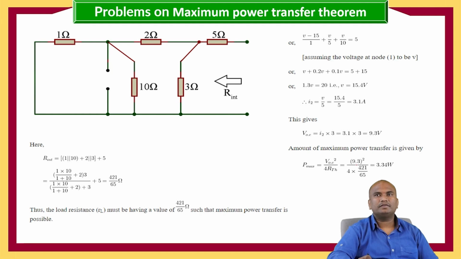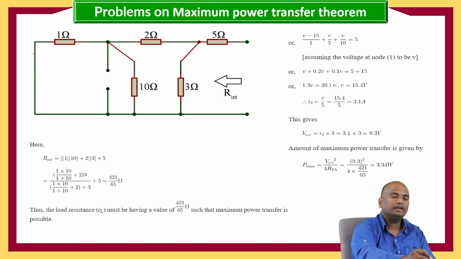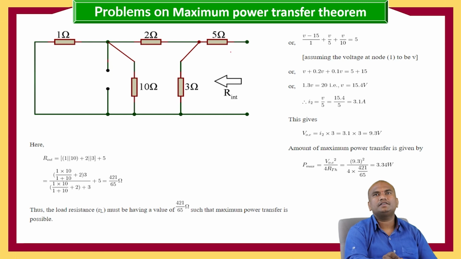6.5. So here this RTH value we need to calculate. For calculating the RTH, we need to replace the voltage source with short circuit and current source with open circuit. Here it is short circuited and here it is open circuited. If you see this circuit, this 10 ohms and 1 ohm are connected in parallel. That combination is in series with 2 ohms. That is, 1 is in parallel with 10 plus 2, and this complete total combination is in parallel with 3.